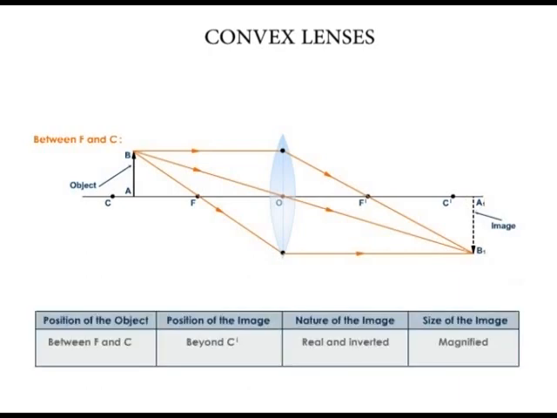Thus, when an object is placed between F and C of a convex lens, a real inverted and magnified image is formed beyond C on the other side of the lens.